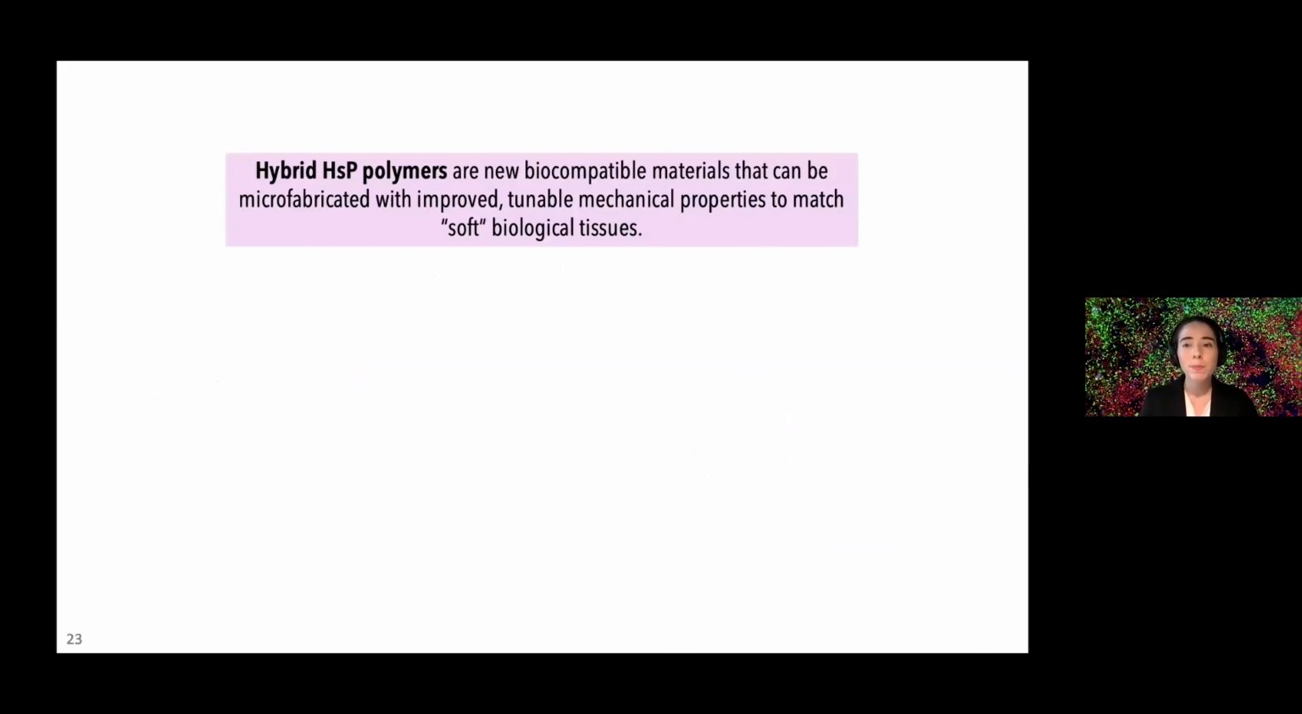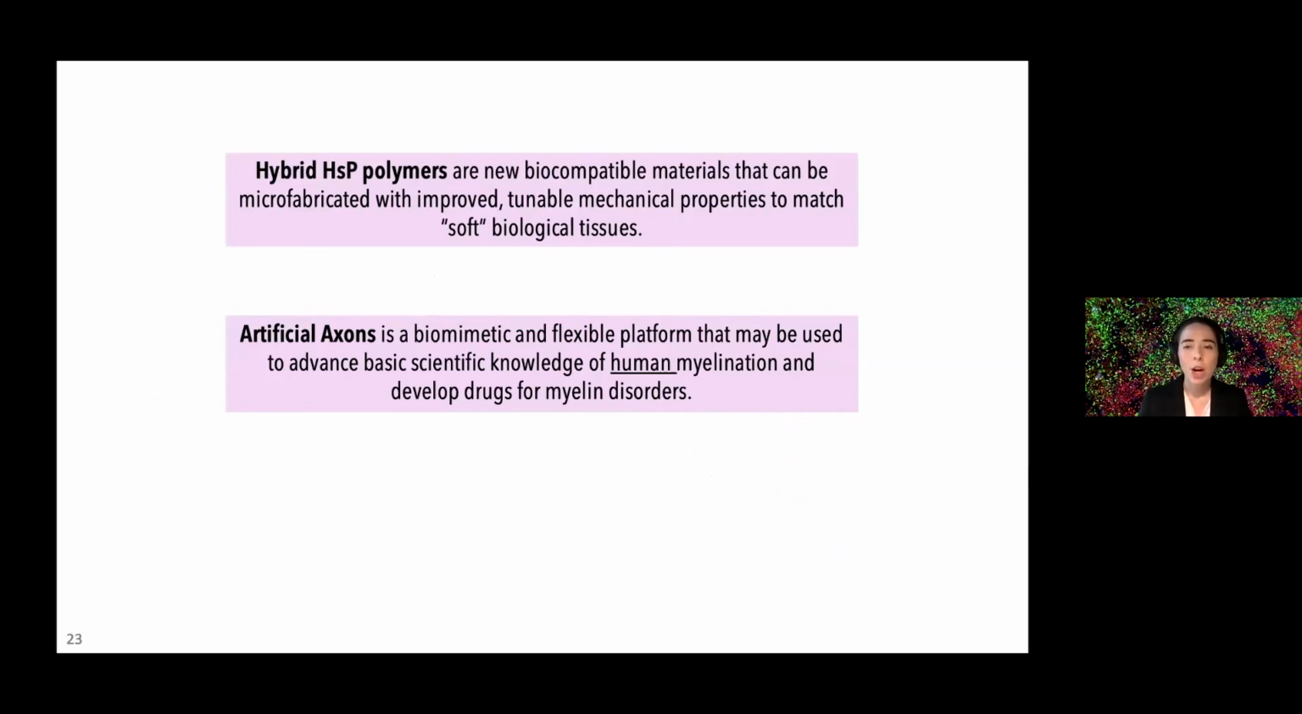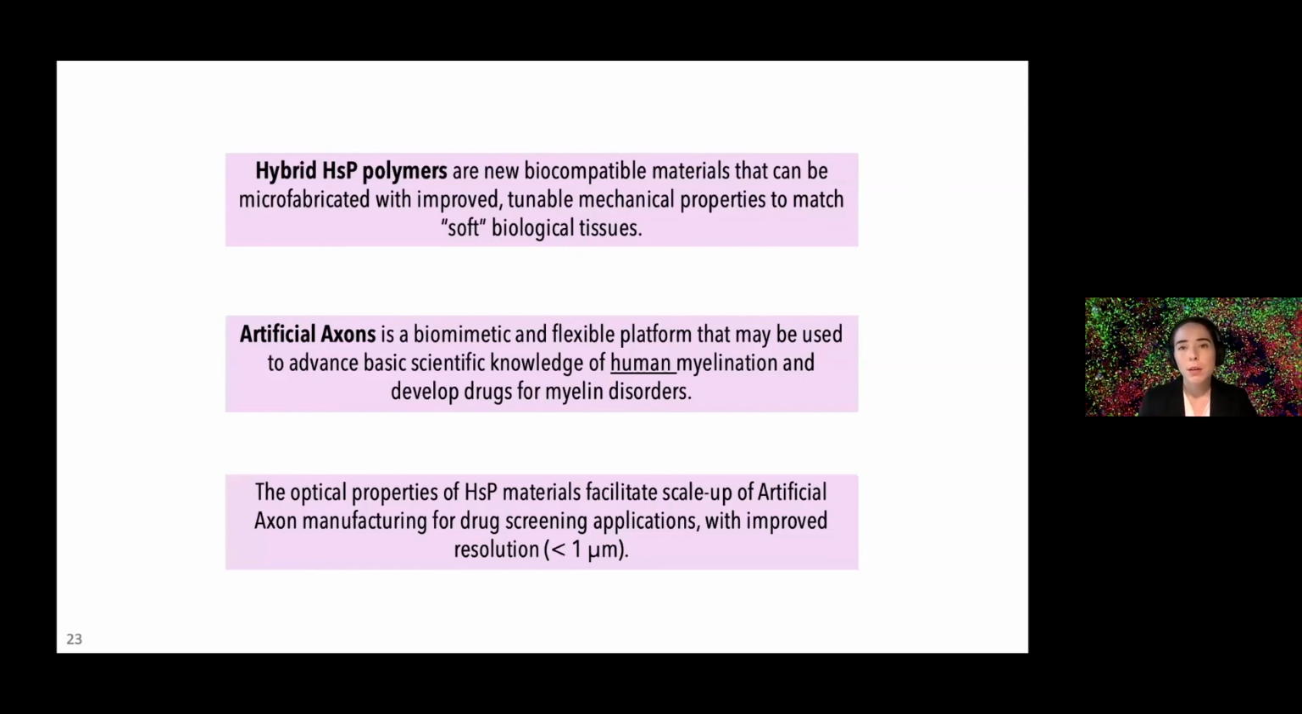So in conclusion, I've shown you today that HSP polymers are new biocompatible materials that can be microfabricated with improved and tunable mechanical properties that match the softest biological tissues. I've also shown you that we can use these materials to make artificial axons, which may be used in the process of developing drugs for uniquely human myelin diseases, and that the properties of the materials that make up these artificial axons can be harnessed to improve the resolution and throughput of production, which can facilitate these applications.